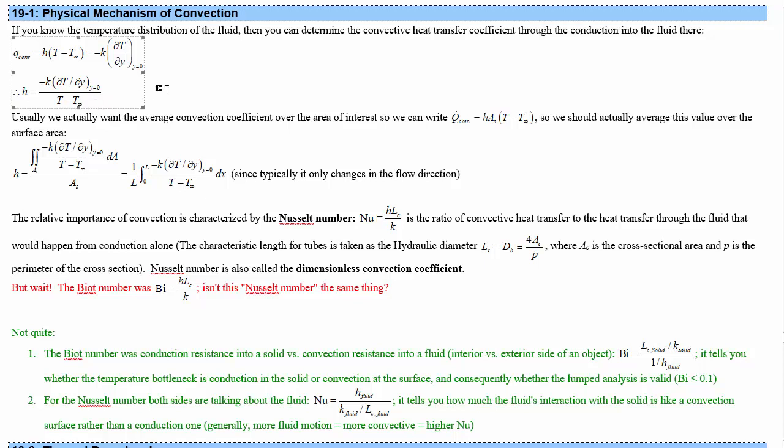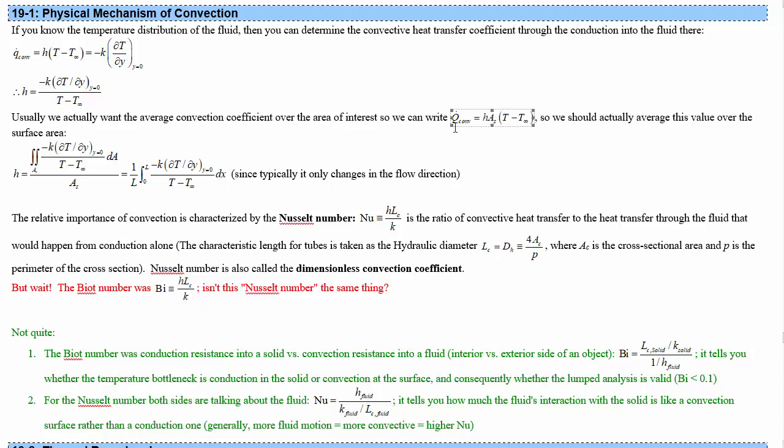This is going to be something that we're not calculating directly, but you should keep it in mind because it's going to help you get a feeling for how the heat flow from the surface, how the convection coefficient should be different under different situations. Usually we don't want the convection coefficient at exactly one point, although that's not always true. Usually we want the average convection coefficient over an entire area of interest, over maybe the entire interior area of a pipe or an entire surface of a plate that we're convecting from.